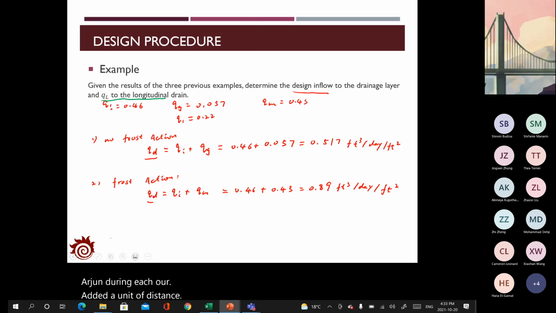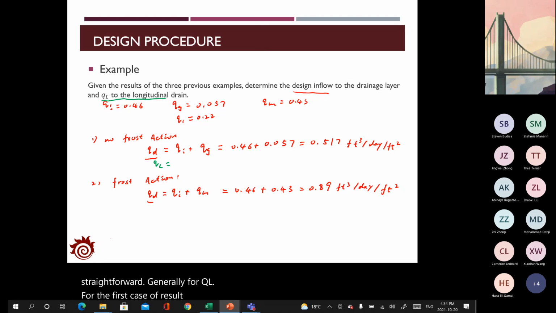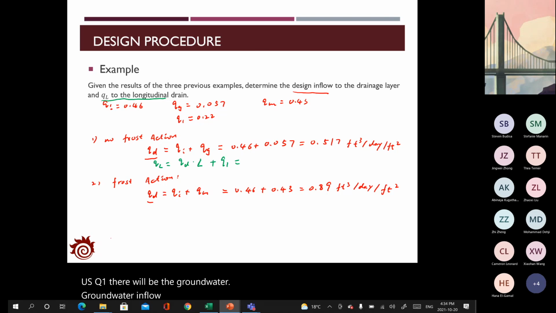So for the longitudinal drain, if you already have all the information about the design flow and the groundwater seepage, then it is very straightforward. Generally for QL, for the first case without any frost action, QL would be QD times the width of the road, the entire road including the shoulder, plus Q1. That is the groundwater inflow above the drainage layer.